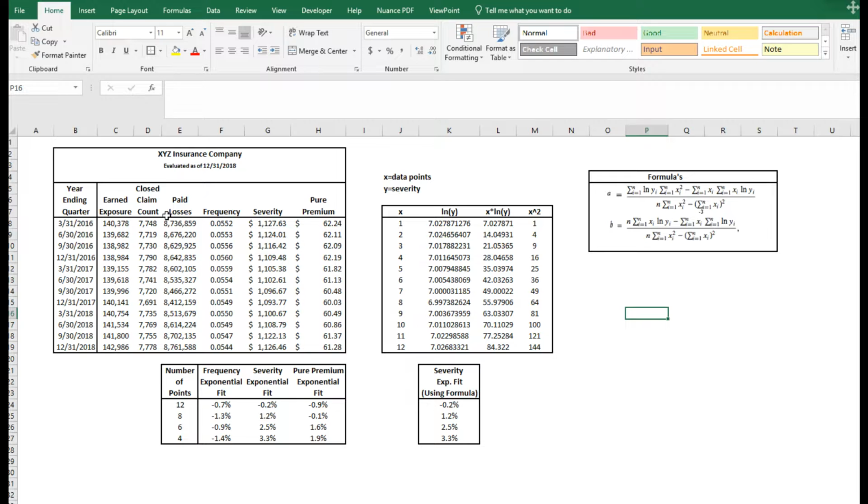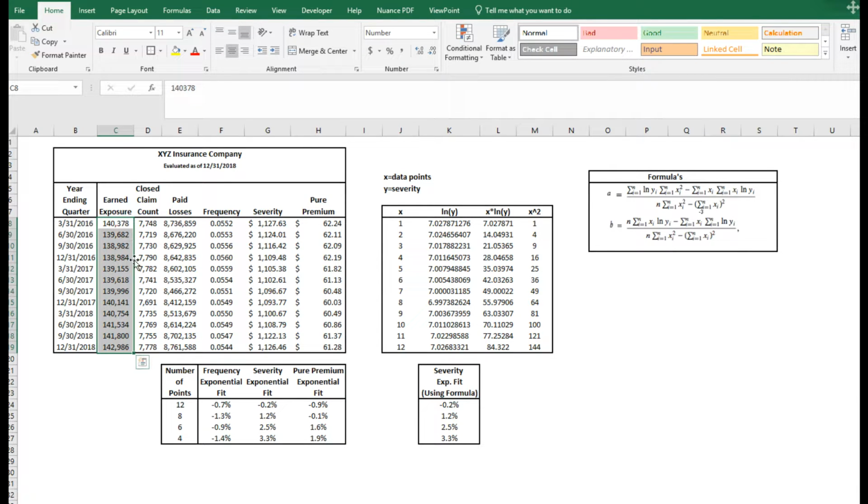So this is what we're going to do. I'm making this video about trending. Trending is one of the next topics I want to make videos on, and this is the beginning. What I have here is quarterly data, as you can see here. I have exposures.